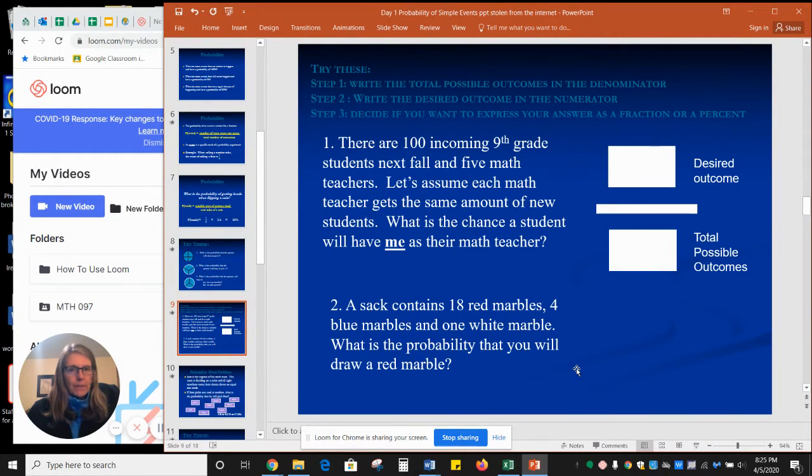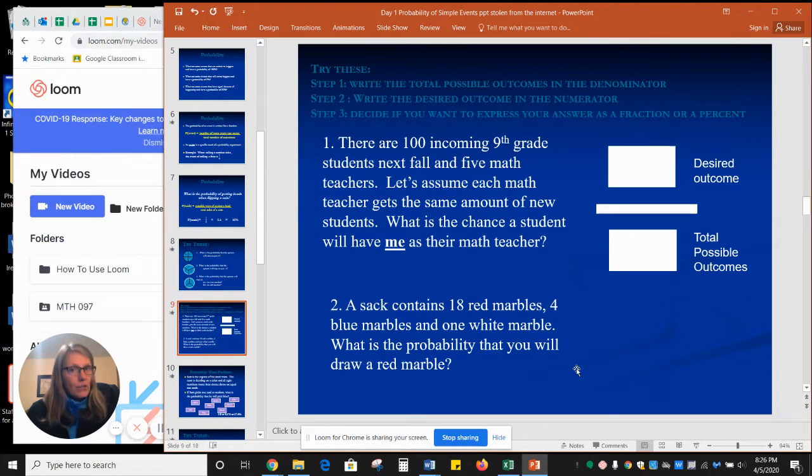Here are some more problems. Let's take a look at the first one. There are 100 incoming 9th grade students next fall and 5 math teachers. Let's assume each math teacher gets the exact same amount of new students. What is the chance a student will have me as their math teacher? If you look on the screen, you'll see the fraction already made for you. The numerator is the desired outcome. The denominator is the total possible outcomes.